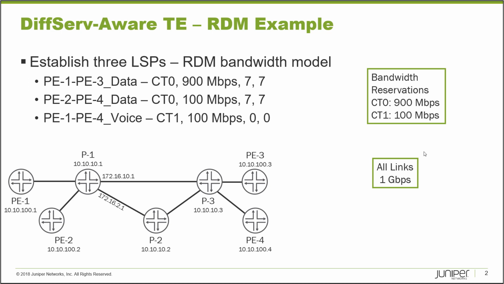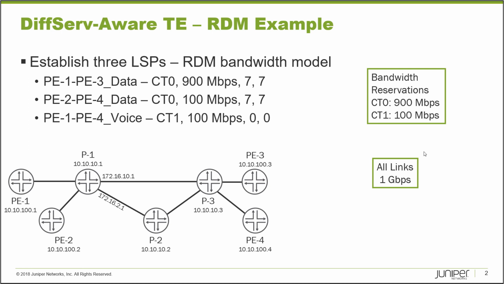The last LSP is a voice LSP that's going to go from PE1 to PE4. That's going to use CT1. It's going to need 100 megabits per second and has a setup and hold priority of 0 and 0. The other thing I need to talk about is the bandwidth reservations. The bandwidth reservations are configured as shown. CT0 gets configured with 900 megabits per second and CT1 gets 100 megabits per second.